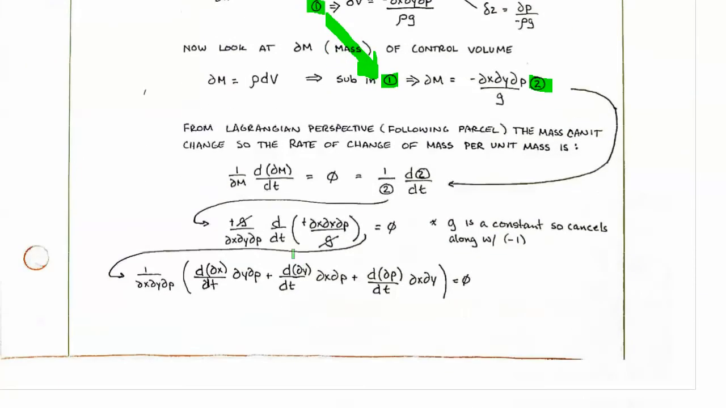Then we take a look at the differential mass from a Lagrangian perspective, i.e. following the parcel. Conservation of mass tells us that the parcel cannot gain or lose mass. So the change in mass per unit mass, we're making this a specific variable. So the change in mass per unit mass, how do we do that? Well, we divide by the differential mass, and then we take a look at the change in the mass with time. We know that if we have to conserve mass, that change in mass with time will be equal to 0.